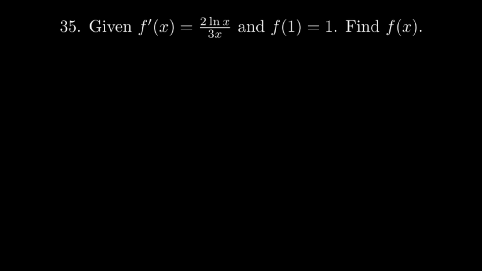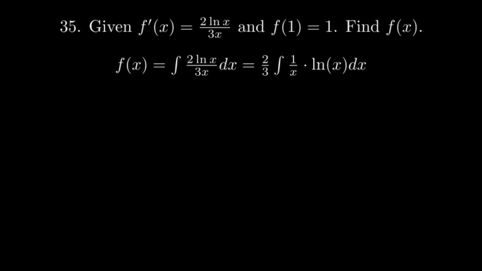Question 35 states that the curve y equals f(x) passes through the point (1, 1) and has a gradient f'(x) equals 2 ln x divided by 3x. We need to find the expression for f(x). To find f(x), we need to integrate f'(x). This is a classic integration by substitution.